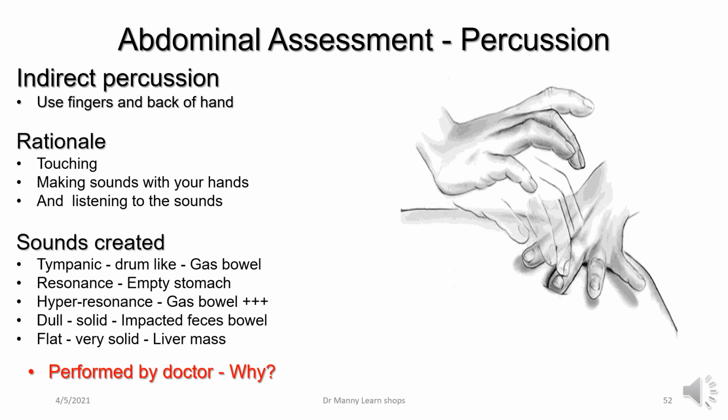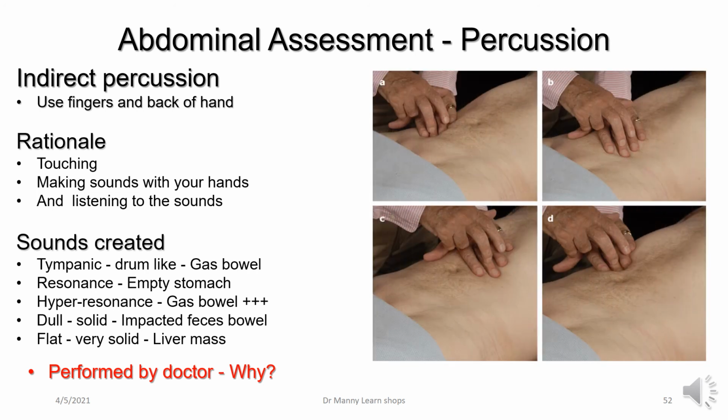The sounds that are typically created are tympanic. They sound like a drum, and this is typically related to gas in the bowel. Then you've got resonance, which is hollow as well, an empty stomach. Then you've got hyperresonance, which is a lot of gas in the bowel. Then you've got dull, which is a solid sound, possibly impacted feces in the bowel because of constipation. Or it can be a flat sound, which is very solid, and this is typically related to masses.